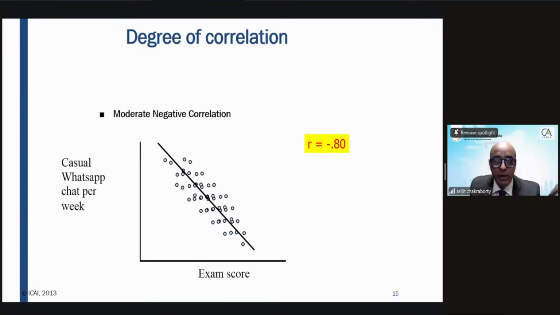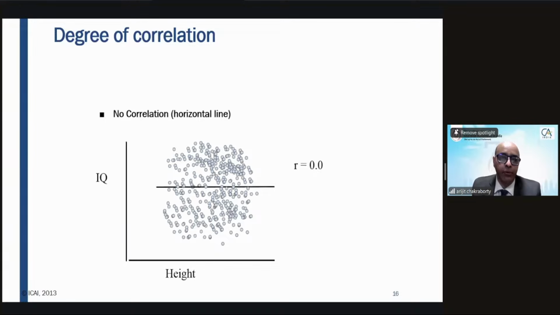Casual WhatsApp chat per week versus exam score. Normally, the more we chat casually on WhatsApp or social media, in groups, updates, or relaxed chats, sometimes we have no control over the time we are spending, but normally it is seen that the exam score will decrease because our valuable time is spent in unproductive chats. So for casual chat per week versus exam score, the graph shows -0.8 as per this diagram. So it shows an example of moderate negative correlation.